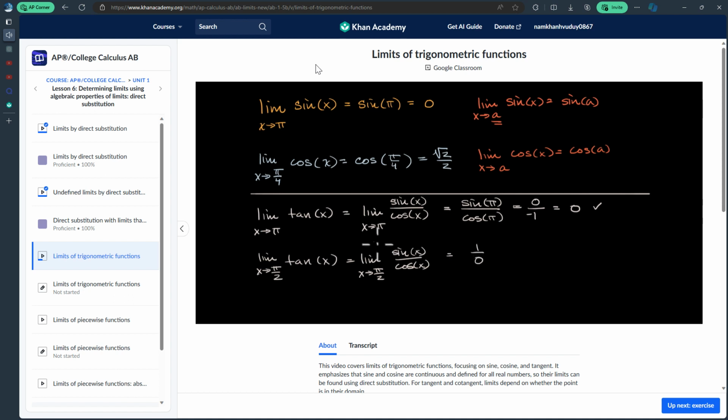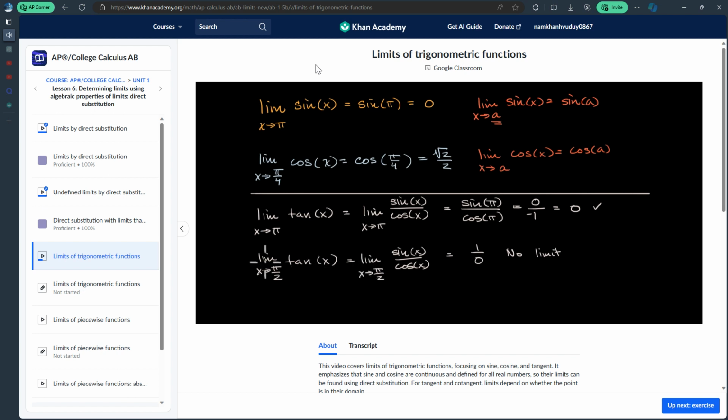In general, if we're dealing with sine, cosine, tangent, or cosecant, secant, or cotangent, if we're taking a limit to a point that is in their domain, then the value of the limit is going to be the same thing as the value of the function at that point. If you're taking a limit to a point that's not in their domain, there's a good chance that we're not going to have a limit. So here, there is no limit. And a way to deduce that is that pi over 2 is not in tangent of x's domain. If you were to graph tan of x, you would see a vertical asymptote at pi over 2.